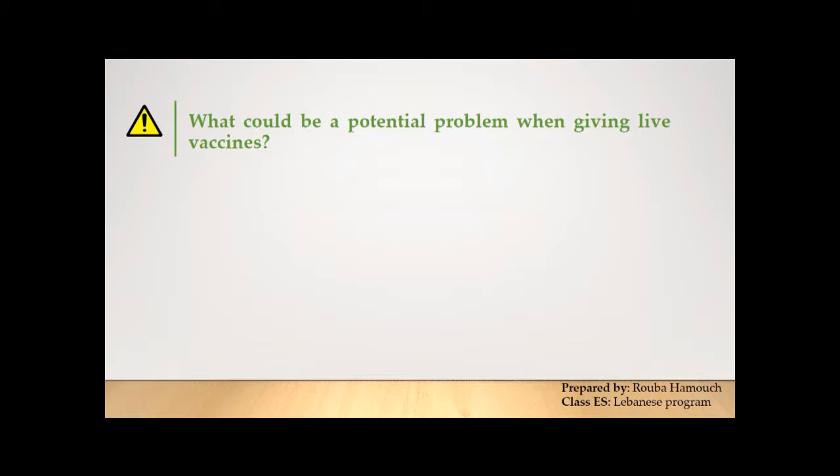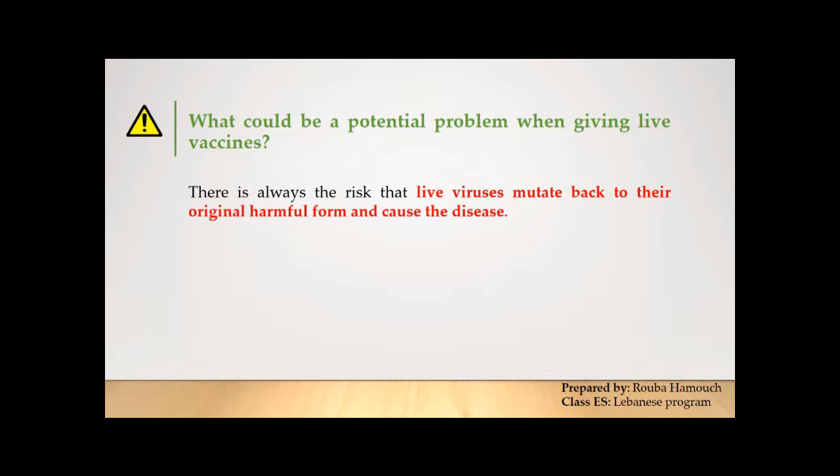The question is, what could be a potential problem when giving live vaccines? There is always the risk that the live viruses mutate back to their original harmful form and cause the disease. Knowing that the live virus vaccines are made up of attenuated viruses, but sometimes we have a risk that the live virus returns to its harmful form, and thus it can cause the disease, and it can be fatal, leading to the death of the individual receiving the vaccine.